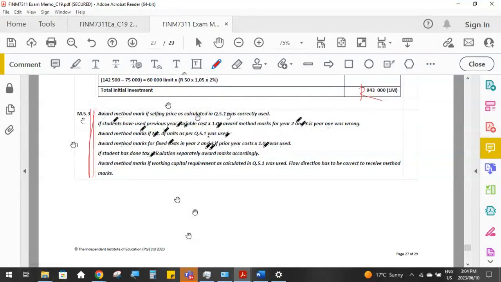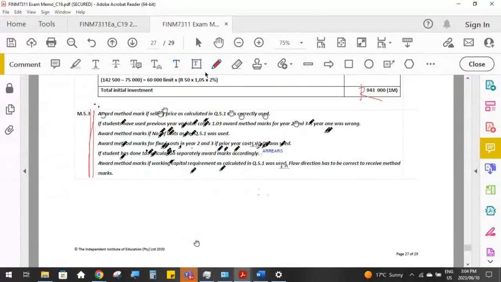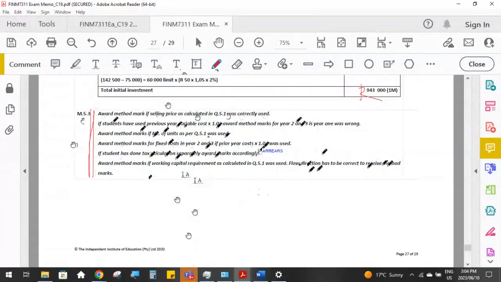Your tax calculation, you can do it separately and then make sure you put the tax cash flow under the correct year, which is going to be in arrears. It must be in arrears from a cash flow point of view. And again, you must use your working capital requirements from question 5.1 correctly. Flow direction, which means indicating where it's a cash flow out and where it's a cash flow in, has to be correct, otherwise you'll receive no marks.